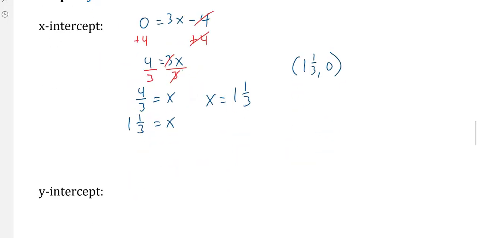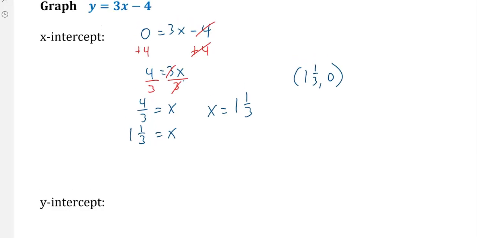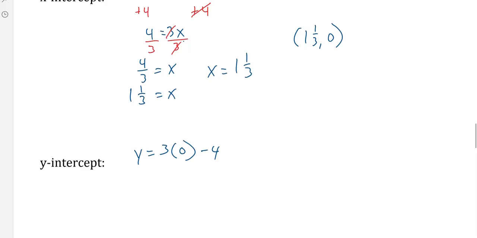All right, now to find the y-intercept, we substitute x with 0, so y equals 3 times 0 minus 4. Now, of course, 3 times 0 is 0, so that just goes away. So y equals -4. So the ordered pair would be (0, -4).